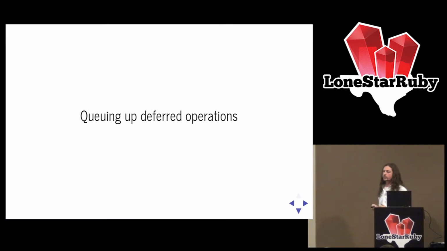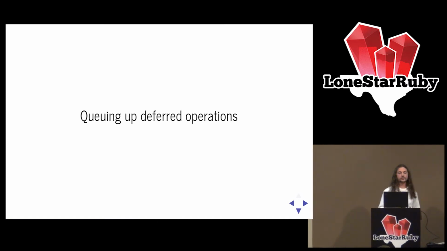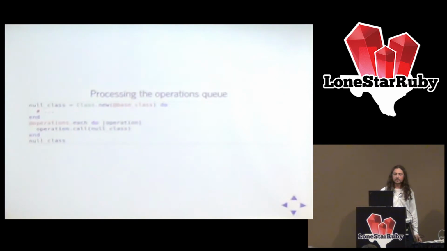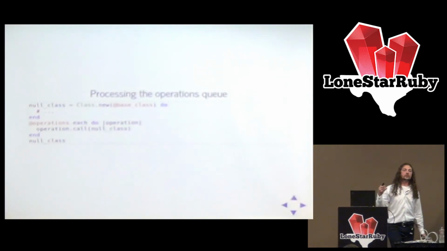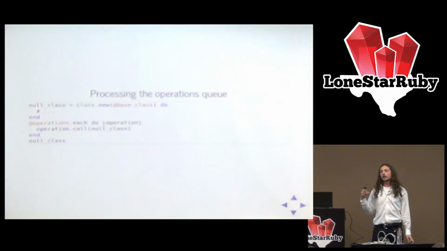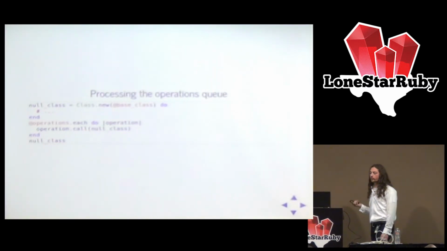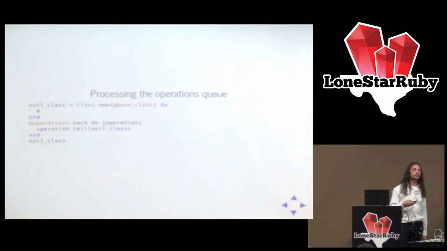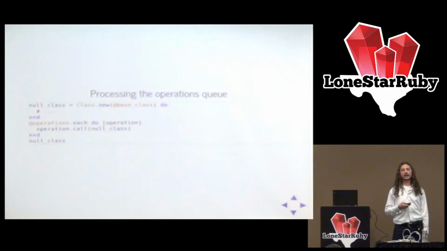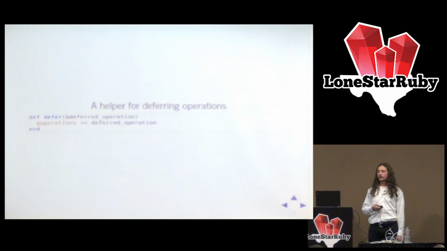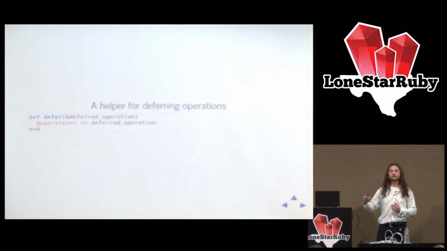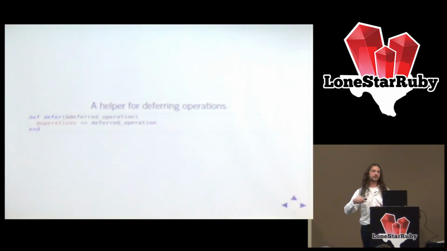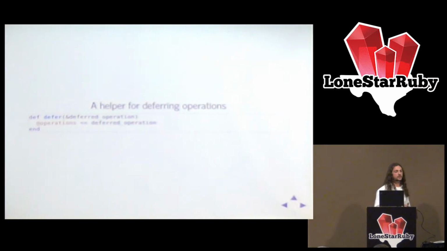So that sounds like a pretty big re-architecture. Let's see what that entails. First of all, I need a queue of operations. Well, array works. Then I needed to arrange so that once the null class was finally generated, all of those deferred operations would be performed. And that was a simple matter of iterating through the operations and calling each operation with that null class as an argument. And finally, I defined a little helper for deferring operations called defer. It takes a block, it turns that block into a proc implicitly, and it stuffs it into that queue of deferred operations.